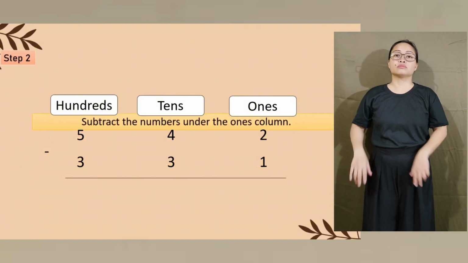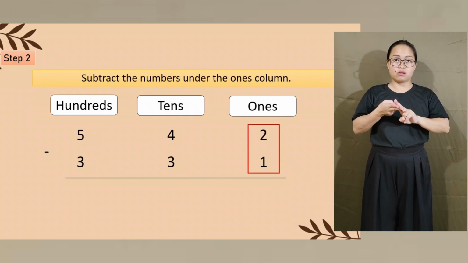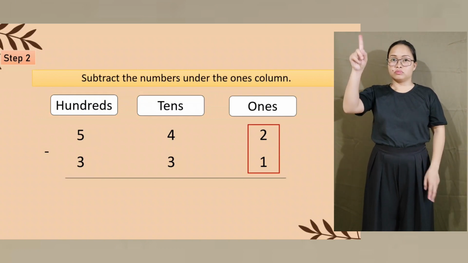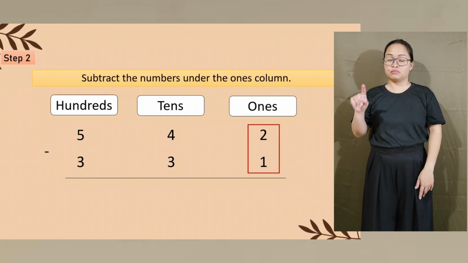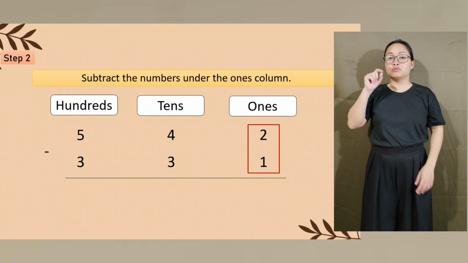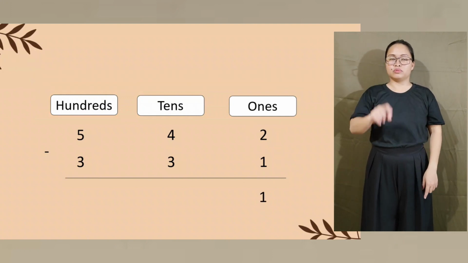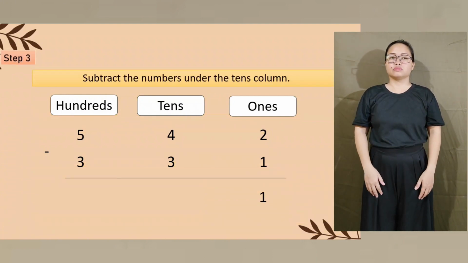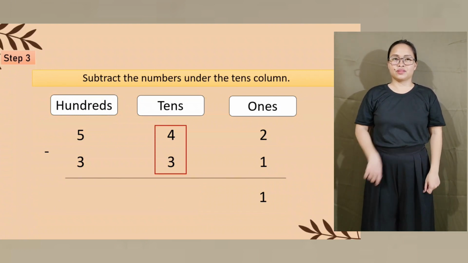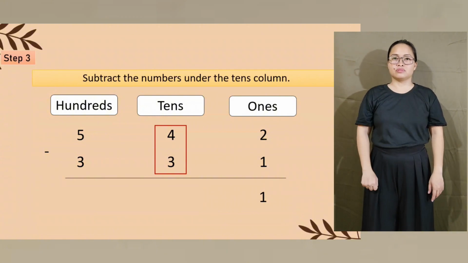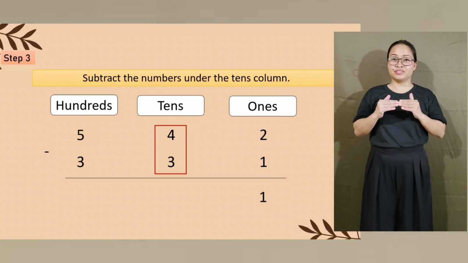Step 2. Subtract the numbers under the ones column, or let's start subtracting in ones place. So 2 minus 1, if we subtract 1 from 2, the answer is 1. Step 3. Subtract the numbers under the tens place. So 4 minus 3, if we take away 3 from 4, the answer is 1.